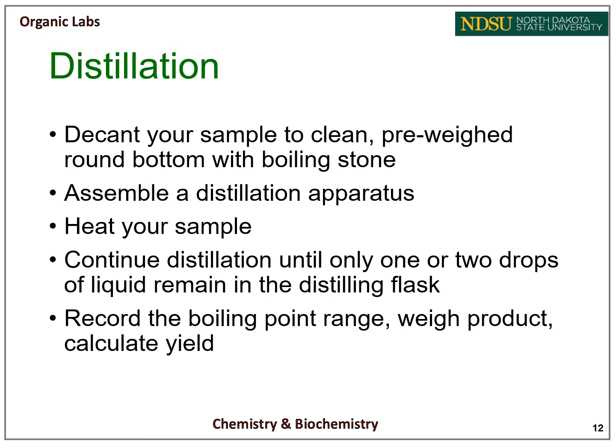You will need to record the boiling point range of your product. You will then be able to compare your experimental boiling point to the literature boiling point. You will need to weigh your product, subtracting how much your round bottom weighs to be left with your product's weight. This information should be recorded in your lab notebook. You will then be able to calculate the yield from this.